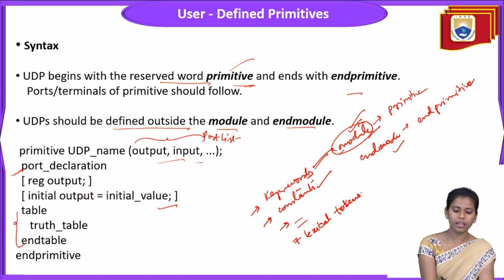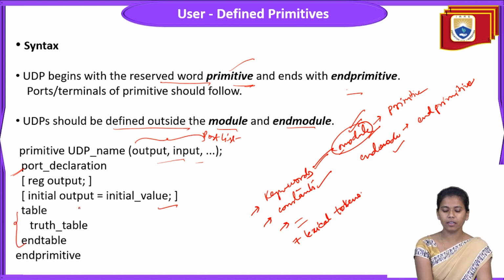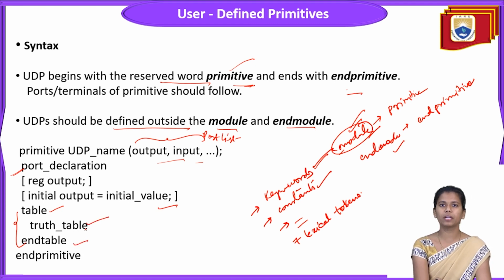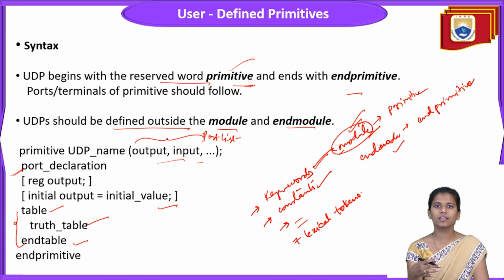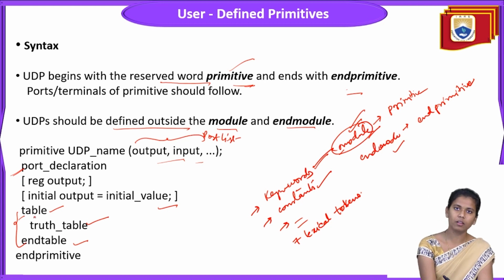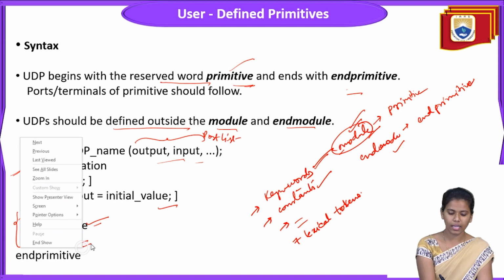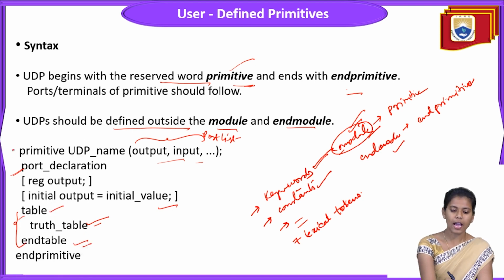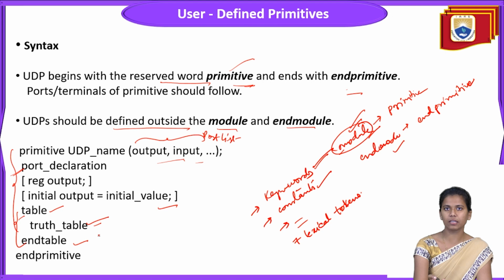And if you have a particular truth table for the gate, then in the syntax you have to mention the table, and that table will consist of the truth table, ending with the end table. So finally I am ending my particular gate syntax with the end primitive.